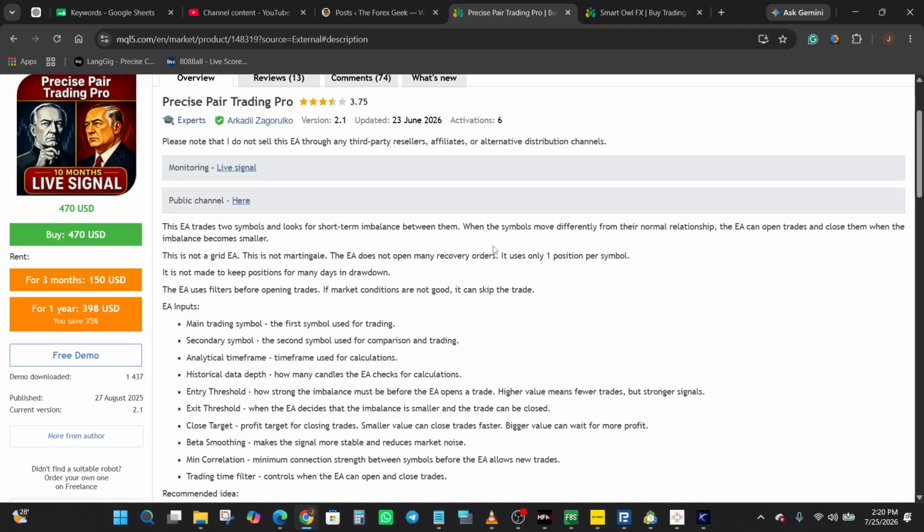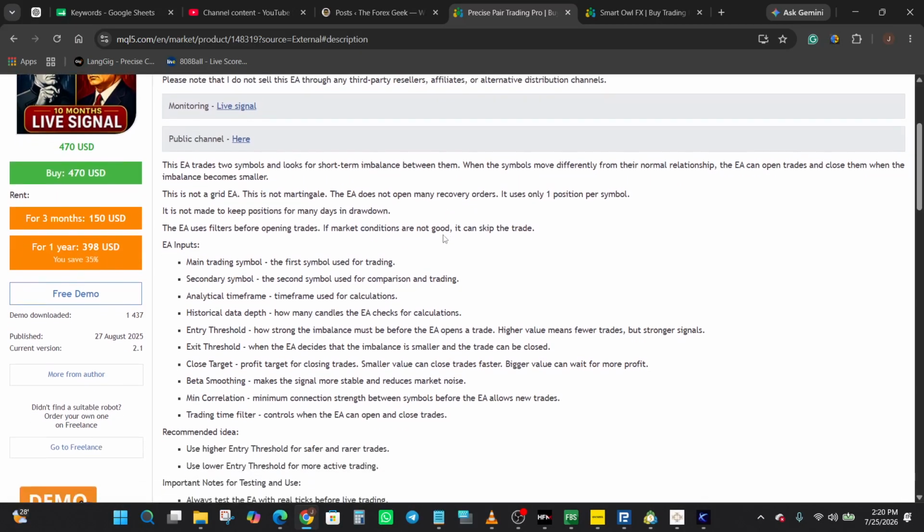All right. According to the description, this EA trades two symbols and looks for short-term imbalance between them. When the two move away from their normal relationship, it can open trades and closes them once that imbalance narrows back down. Importantly, the page is explicit that this is not a grid EA and not martingale. It doesn't stack recovery orders, using just one position per symbol, and it is not designed to sit in drawdown for extended periods. It also uses filters before entering and will skip a trade entirely if conditions are not favorable.